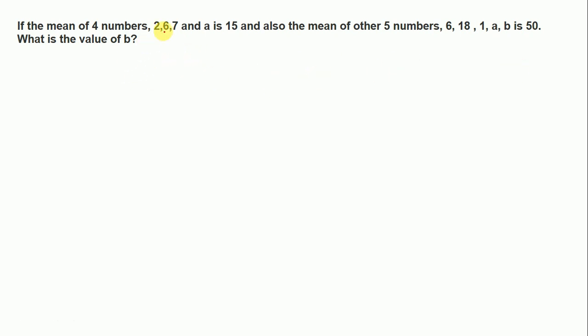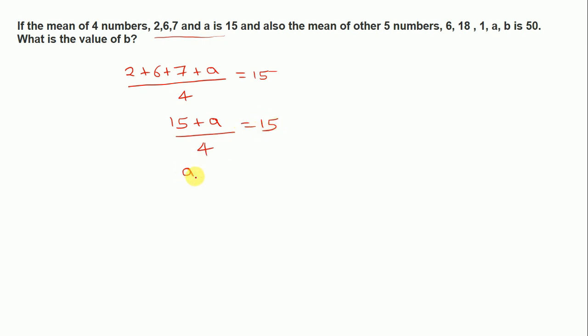So first of all, from this portion we have 2 plus 6 plus 7 plus A divided by 4 is equal to 15. Now 2 plus 6 is equal to 8 plus 7 is equal to 15 plus A equals 4 times 15. So A will come out as 4 times 15 is equal to 60 minus 15 is equal to 45.